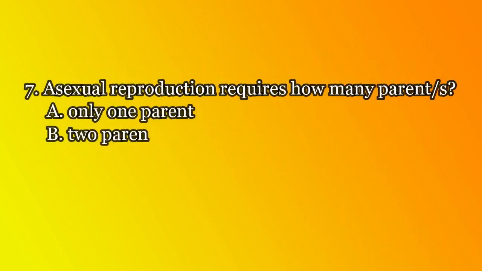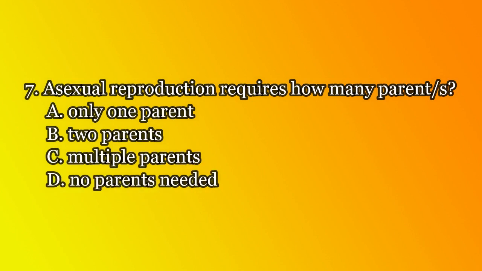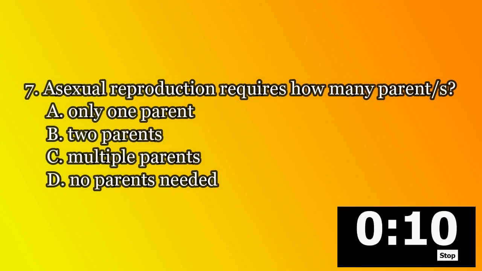Number 7. How many parent or parents are required in asexual reproduction? Letter A. Only one parent. Letter B. 2 parents. Letter C. Multiple parents. Letter D. No parents needed.